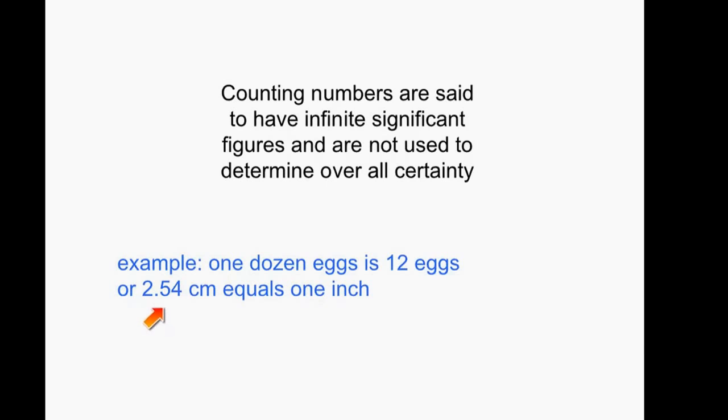The same concept applies to conversion factors. This is not a measured number. It's an exact number. In other words, in 1 inch there are exactly 2.54 centimeters. There's no uncertainty in that. Therefore, we would not use this number in calculating or considering our overall certainty.